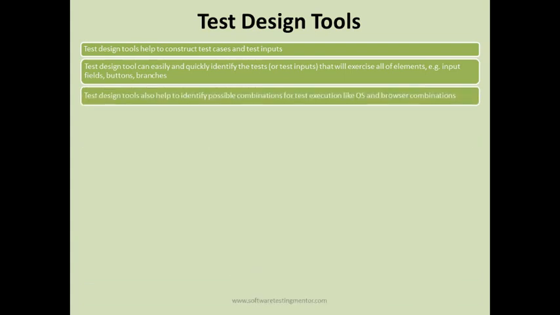Then test design tools also help to identify possible combinations for test executions, like OS and browser combinations. So this is another feature of test design tools. Suppose you want to identify the best possible coverage for OS and browser combinations. You can provide the details of the OS that you are supporting and the browsers that your software needs to be supported on, and the test design tool will provide you the combinations of different OS and browsers which need to be covered.